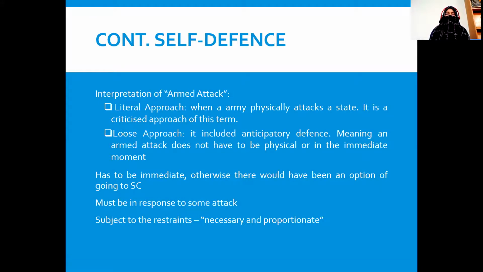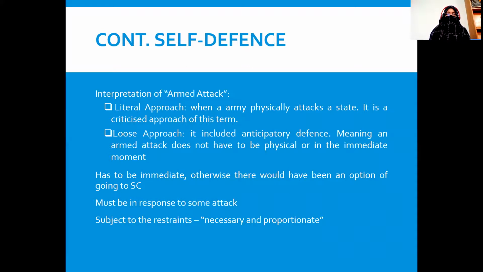Now, there are several interpretations of the term armed attack used under this article. There are two basic approaches. The first is the literal approach. It means that an armed attack is considered to occur when an army is physically attacking a state. There are several criticisms of this approach: when there is a physical army at your border, how can you prepare yourself for self-defense? That branches out the other approach, which is the loose approach. It includes anticipatory defense. It means that the armed attack is anticipated, and it does not have to be physical or immediate in the moment.